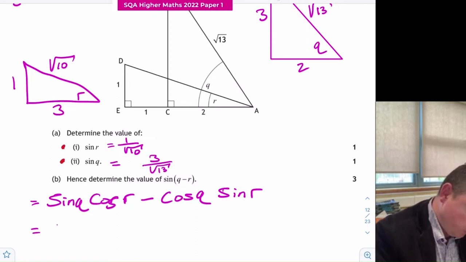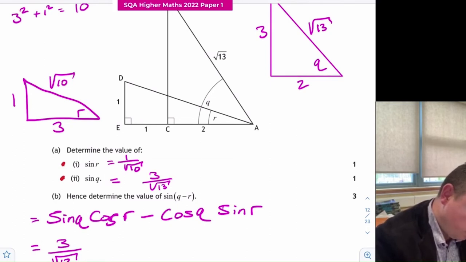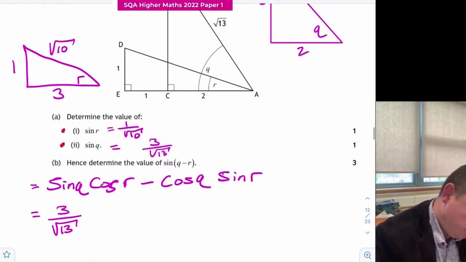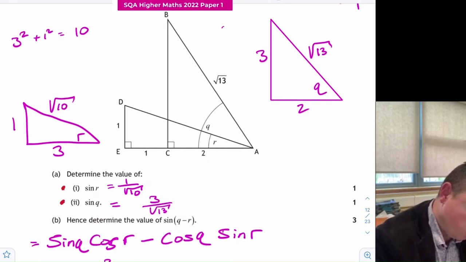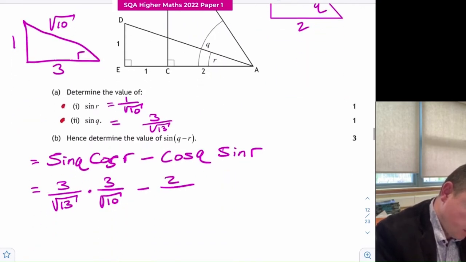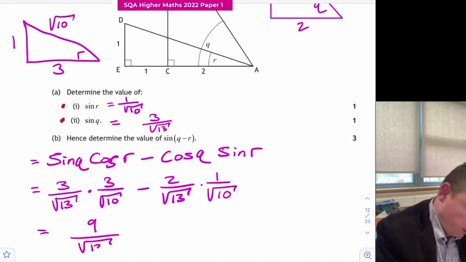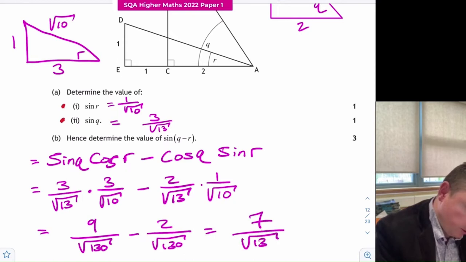So sine q is 3 over root 13. Well, cos r, we've already got our r triangle here, so 3 over root 10. And minus cos q, which using this triangle is 2 over root 13. And we've got sine r, which we already know is 1 over root 10. Times in the tops of them, we get 9 over root 130, minus 2 over root 130, which is obviously 7 over square root of 130.